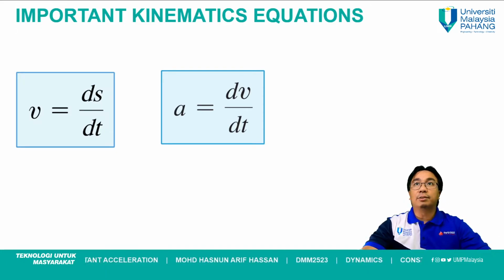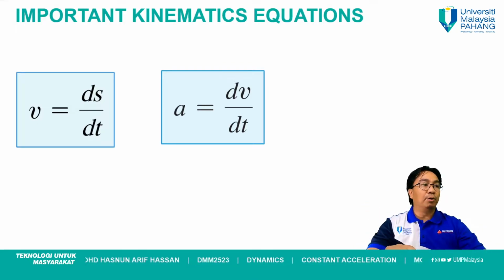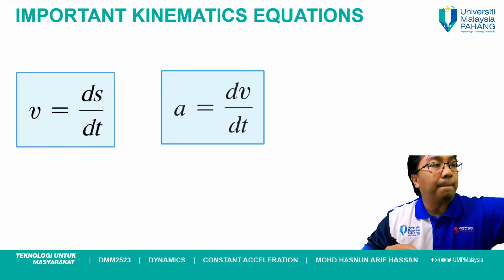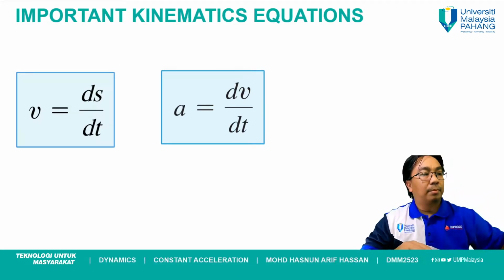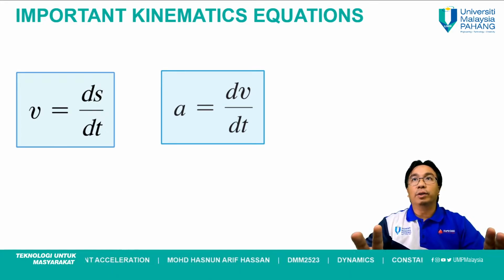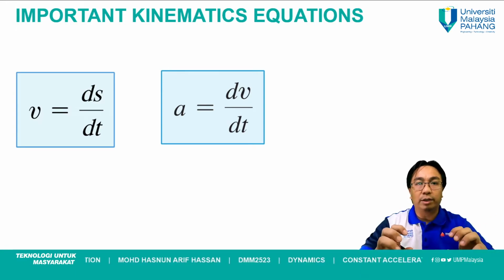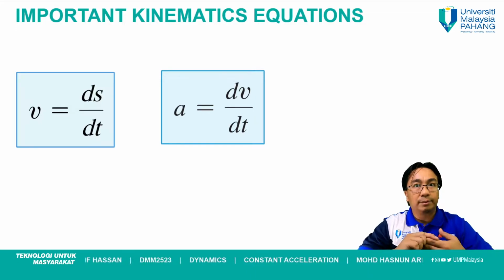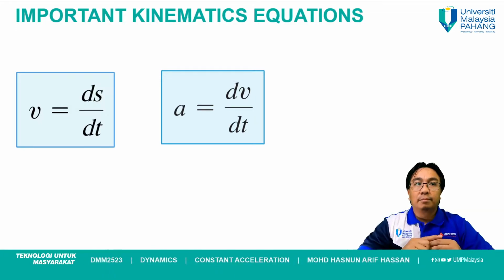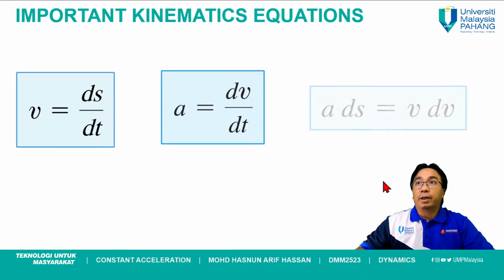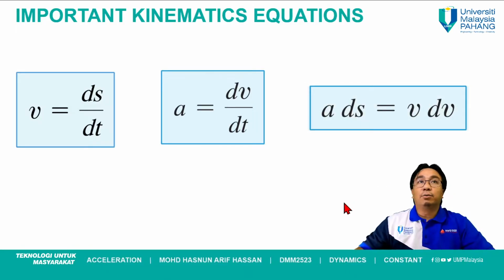Okay, seterusnya ialah what is the next equation? Kalau kita gabungkan ke semua ni, apa yang kita dapat? Ada yang ingat? Kalau kita gabungkan kedua-dua ini, kita buat sedikit penyusunan semula, rearrange the equation of V and A. So what do we have? A ds equals to V dv. Correct. Thank you, Tarshini. So we have A ds equals to V dv.